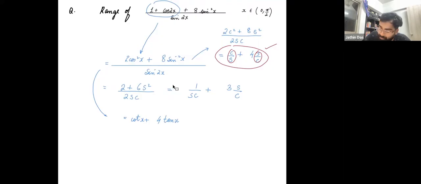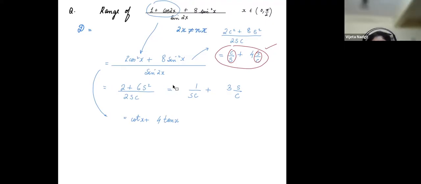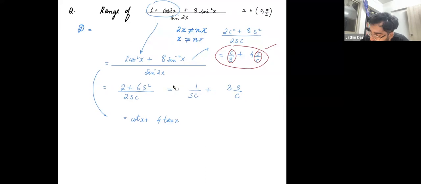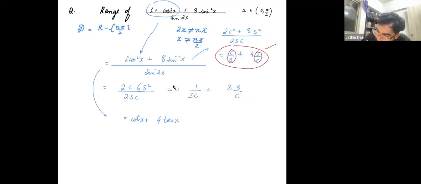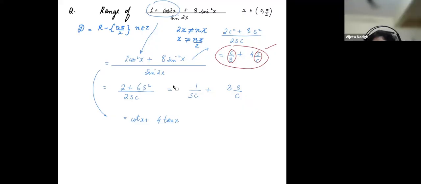So for that, set the domain such that 2x cannot be equal to n pi. Listen, 2x cannot be n pi, so x cannot be n pi by 2. So the domain is all reals minus n pi by 2, where n is any integer. Okay. You understood this game, no? What I did?